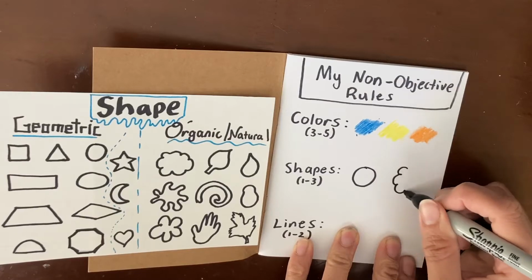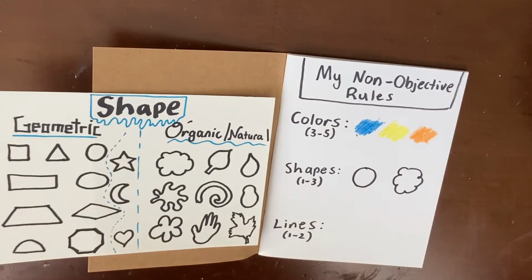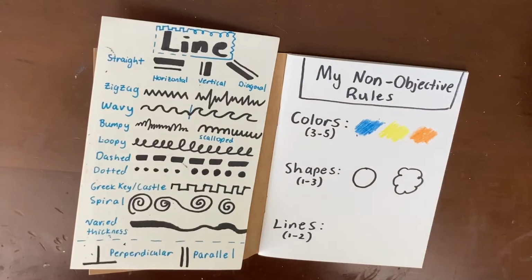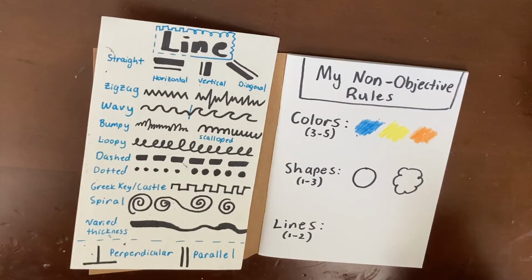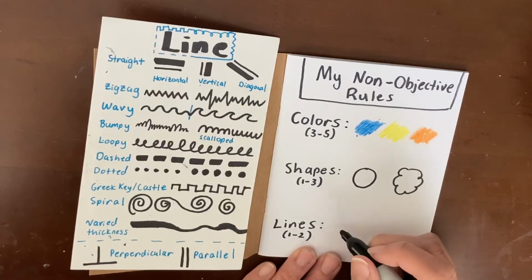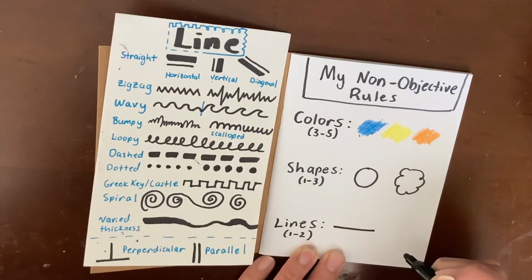The next part is going to be lines. Choose 1 to 2 lines. Lines can go different directions, and lines can also make different things. If you choose a straight line, it doesn't have to just go horizontal. It can be thick or thin as long as it's a straight line. I'm going to do a straight line and a dotted line. Remember, you can choose up to 2, or you can just use 1.